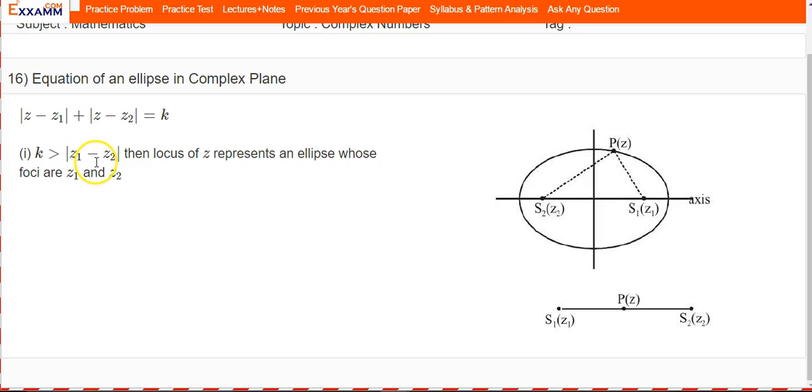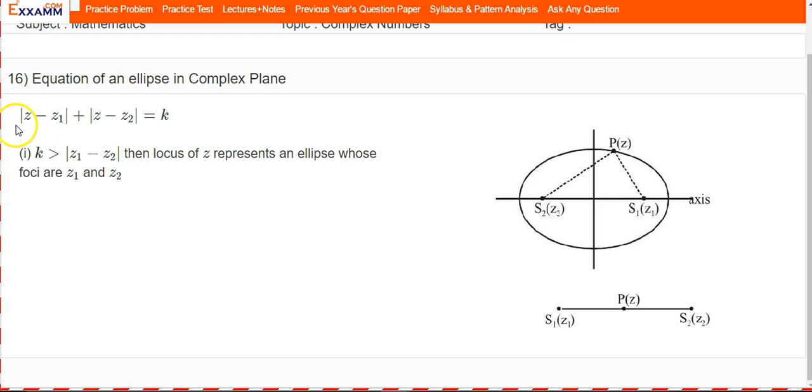If K is equal to modulus of Z1 minus Z2, then this would become a straight line. The P will trace a straight line and not an ellipse. You can also check this fact. It's a very simple but very important fact.